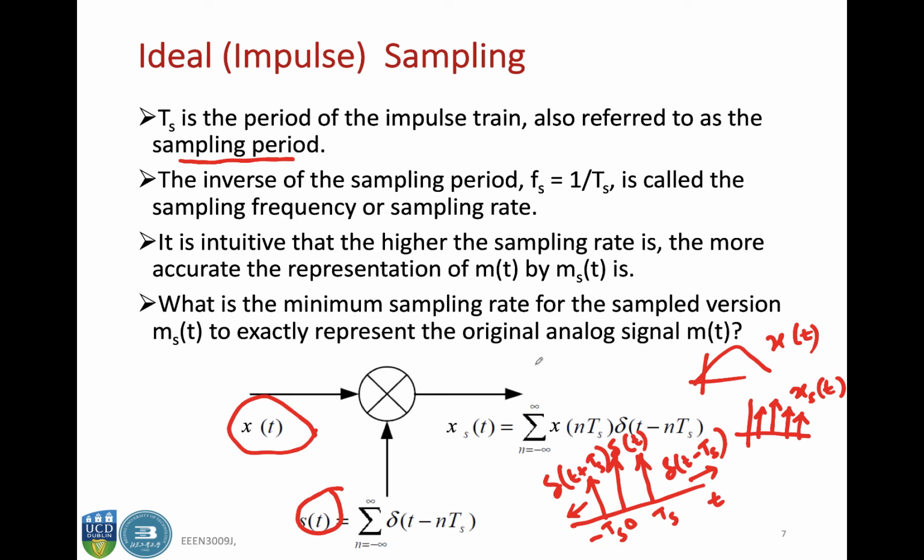And Ts is the period of the impulse train, and this is also the sampling period. You can have the sampling frequency, which is 1 over Ts, and you can see it is very intuitive that the higher the sampling rate, the more accurate the representation of m(t) by m_s(t).